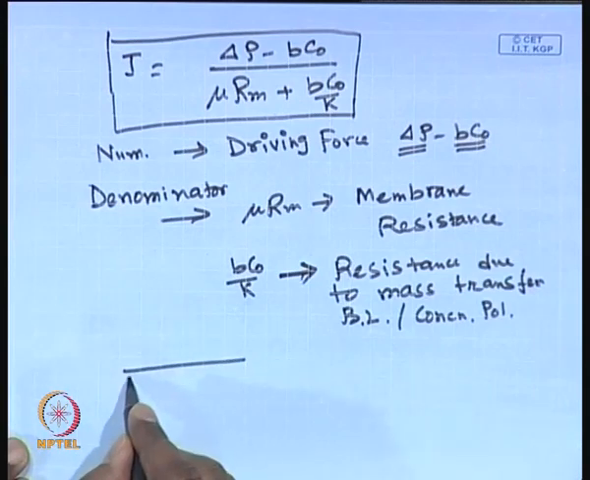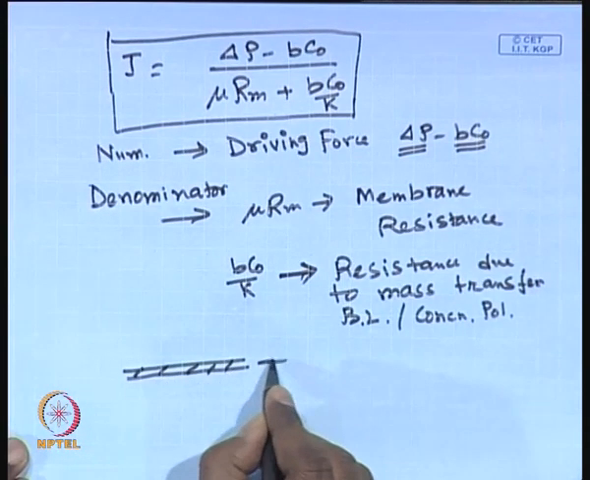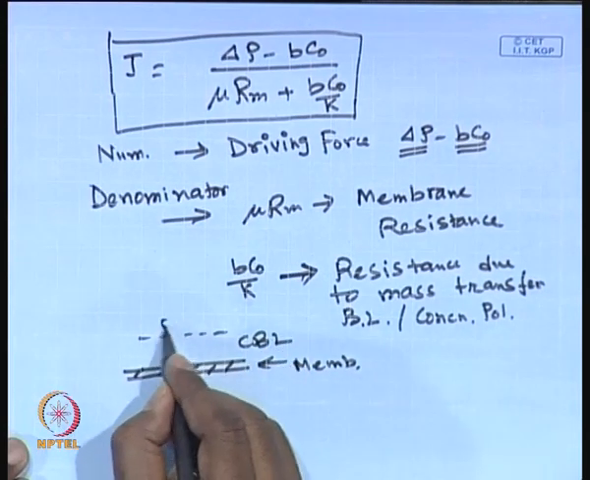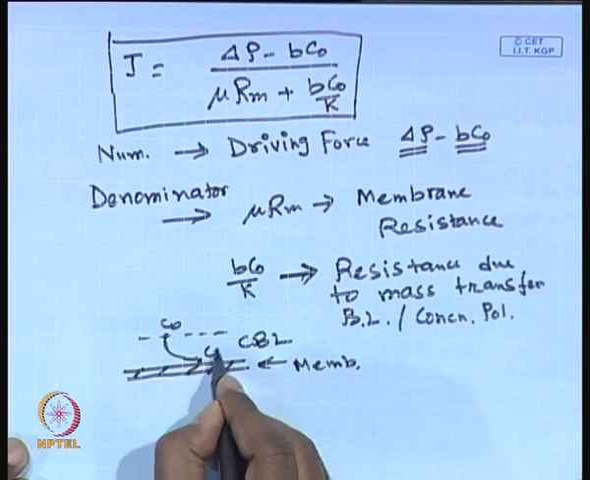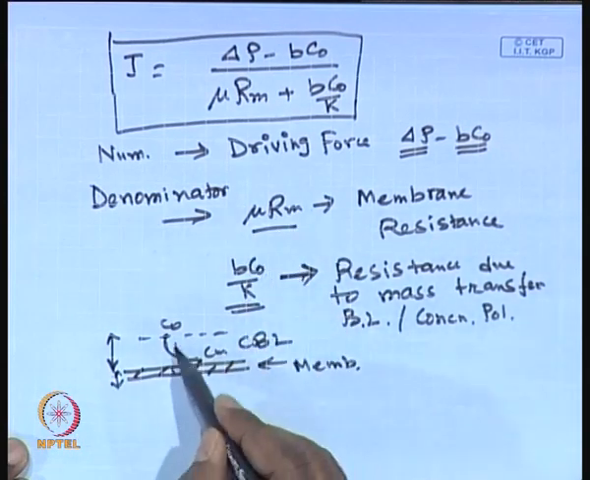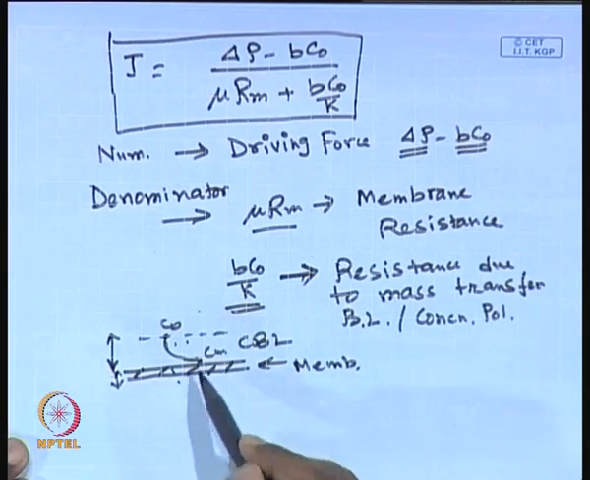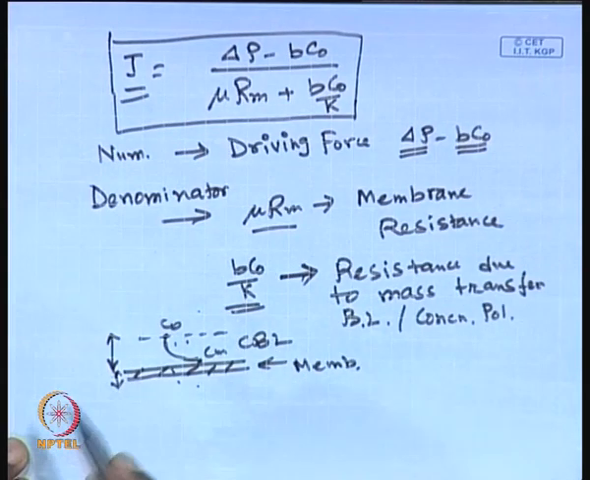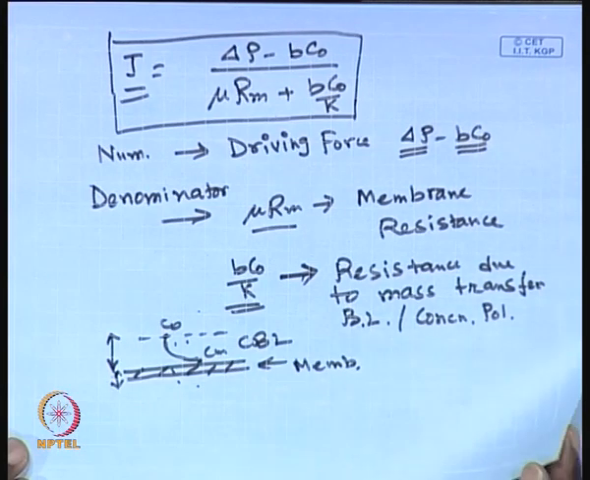Now, remember that these two resistances are in series. This is the membrane, this is the concentration boundary layer or mass transfer boundary layer. Here it is C naught, here it will be Cm, the polarization layer will be here. This resistance is given by this term and that resistance by the other term, and they are in series. Therefore, delta P, the driving force, divided by the summation of these two resistances gives you the solvent flux or the productivity of the process. Under these simplified cases, one can have various simplified expressions of solvent flux and permeate concentration, but in an actual case where you do not have such simplification, these two equations have to be solved by trial and error using an appropriate iterative algorithm, as we have discussed earlier.